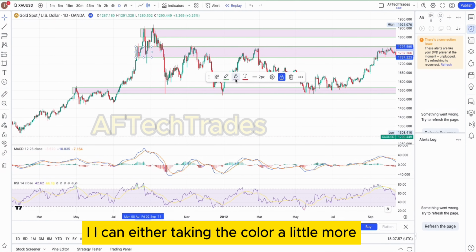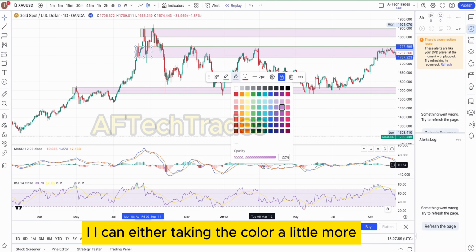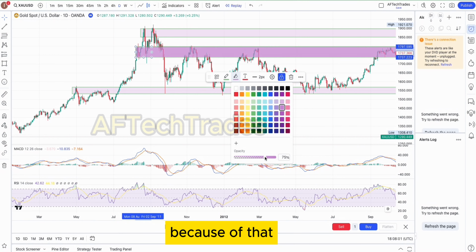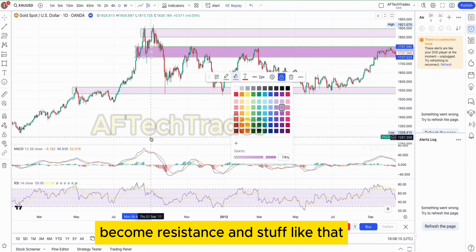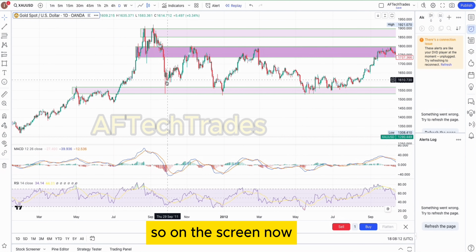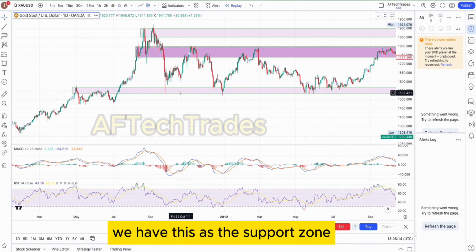I can either thicken the color a little more, let it be thick. Because of that, I will be using that as a differentiator to tell when a support becomes resistance and things like that. So on the screen now, we have this as the support zone.